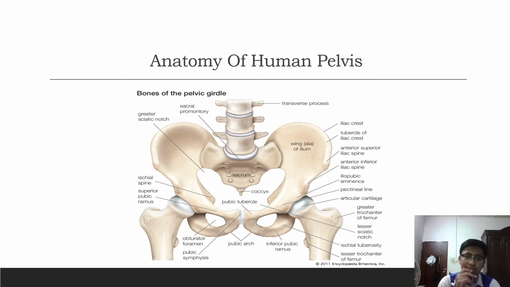On the right side, there are the greater sciatic notch, sacral promontory, sacrum in the middle of the pelvis, ischial spine, superior pubic ramus, obturator foramen, and the pubic symphysis that connects the left and right pubic arch.